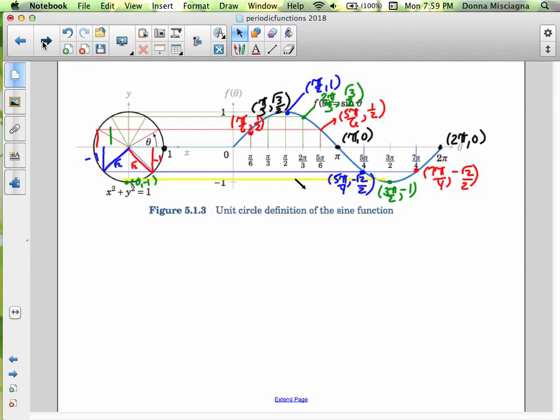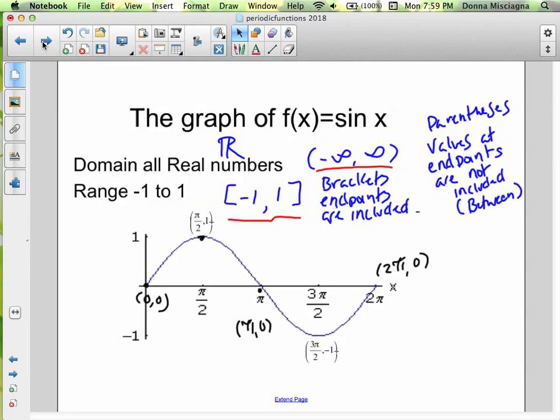And cosine's the very same way, except the values are different. So the graph of f of x equals sine. Domain is all real numbers. This will repeat forever and ever. And I'm on the second page, by the way, in your notes.